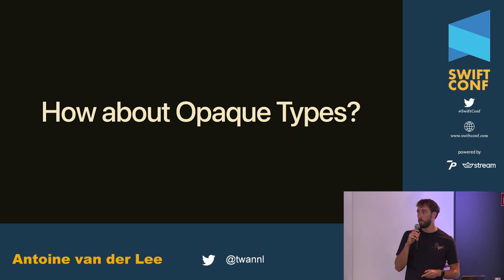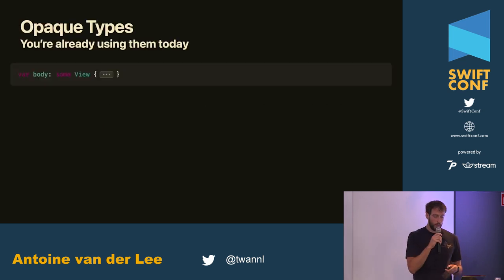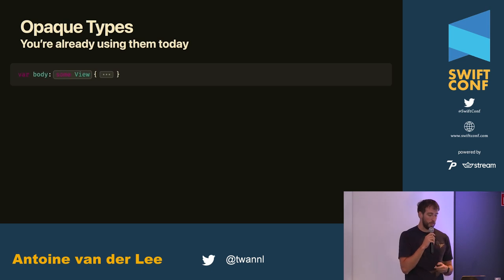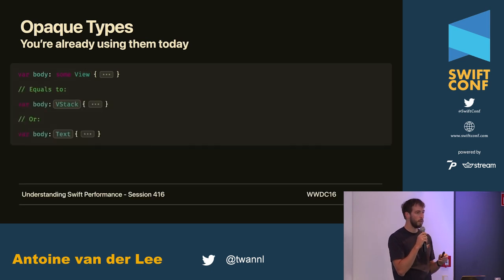So how about opaque types? If you're using SwiftUI, you're already using them. You might have seen the some keyword in some View. The some keyword basically tells the compiler this will be some struct or some class. Due to that, the compiler can predict the outcome of the element and perform optimization for your code, and your code will be naturally better and more performant.